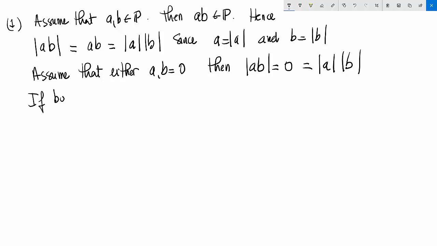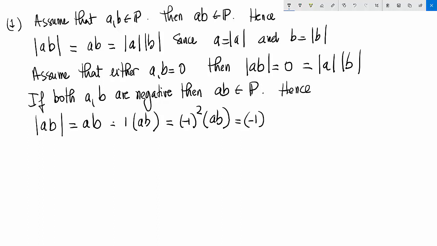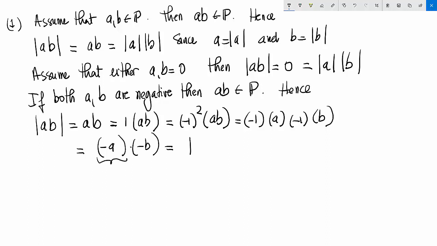Now, if both A and B are negative, then the product AB will be positive. Hence, the absolute value of A times B will be equal to AB, which is negative 1 squared times AB, which we can write as negative 1 times A times negative 1 times B, and that will be equal to negative A times negative B. We know that this is equal to the absolute value of A because A is negative, and this is the absolute value of B, so we get the product of the absolute values.